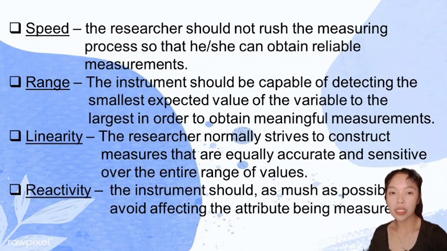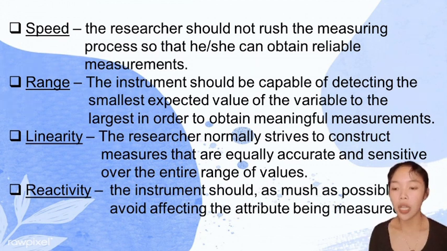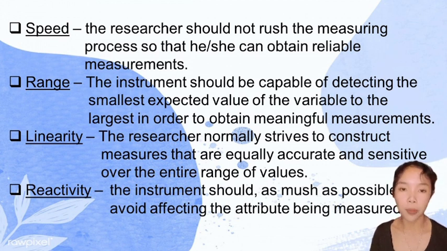So next is speed. The researcher should not rush the measuring process so that he or she can obtain reliable measurements. So, as a researcher, huwag mong madaliin ang process ng measuring kasi may tendency na mali-mali ang makuha mong result kasi ikaw ay on rush. Next is range. The instrument should be capable of detecting the smallest expected value of the variable to the largest in order to obtain meaningful measurements.